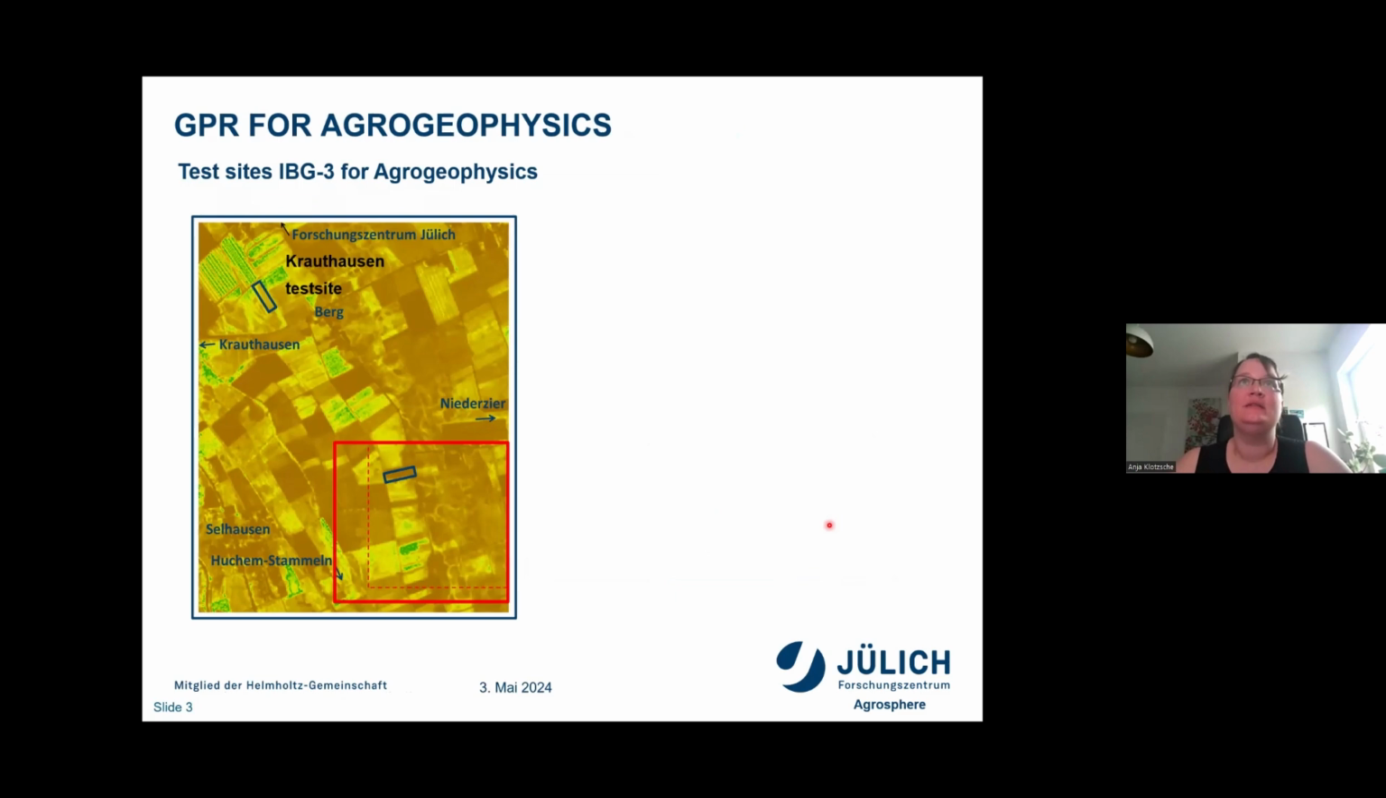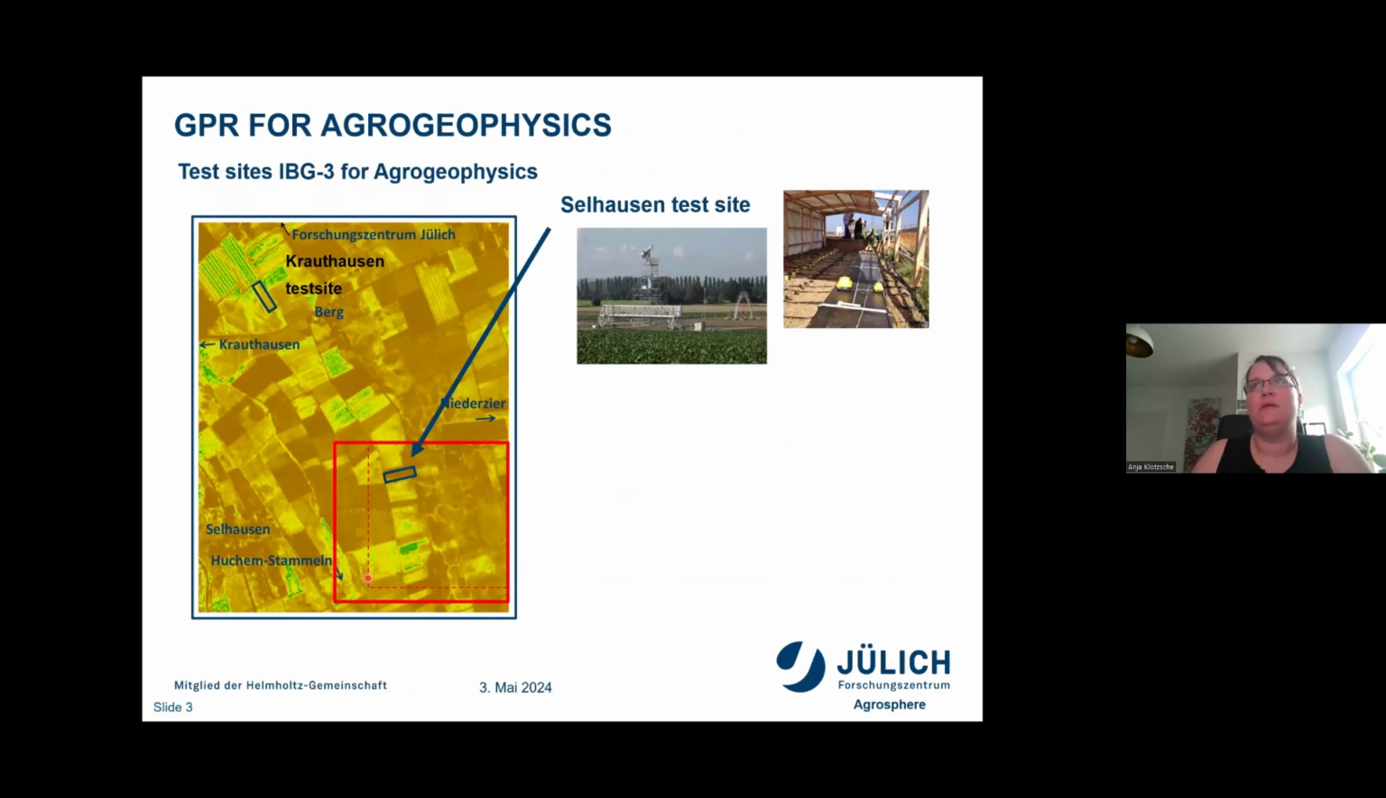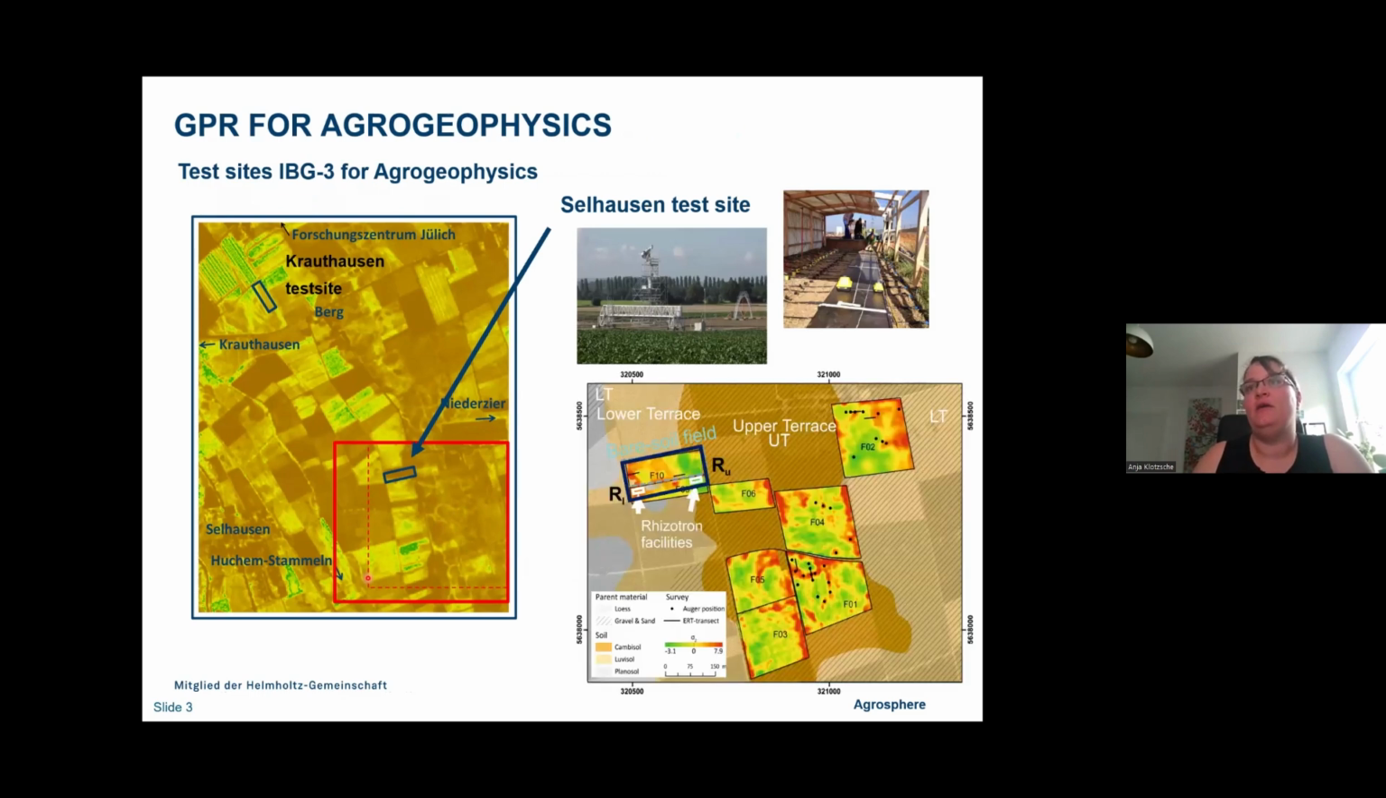So we have some test sites that are all connected to Jülich, and especially in Sellhausen, we have done many investigations in terms of geophysical characterization of the subsoil. So just some images here, what we all have there. And then we also have here a closer look at the map.